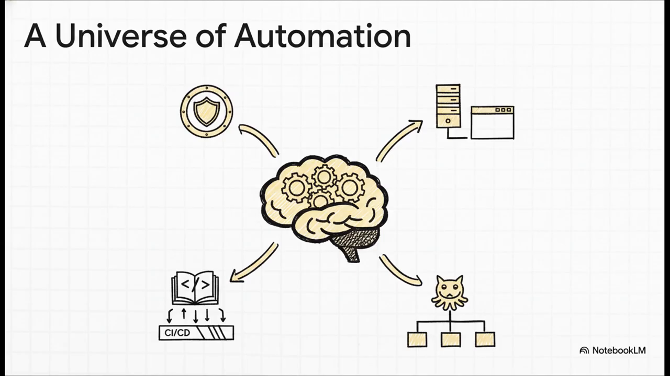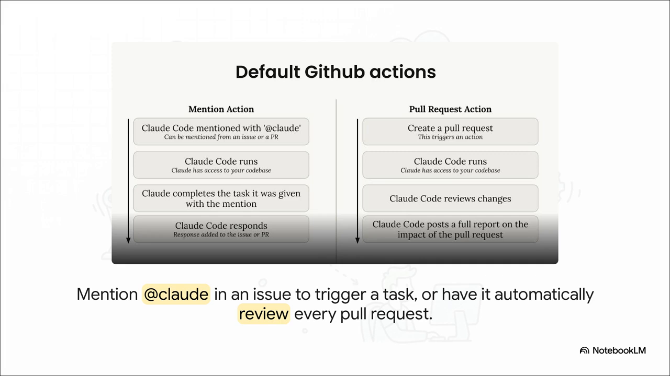And you can wrap it all up with things like GitHub Actions to bring it right into your team's day-to-day workflow. And this is really where it all comes together in a beautiful way. With the GitHub integration, you can literally just add Claude in a pull request or an issue, and it'll get to work. Or you can set it up to automatically review every single PR, giving you an impact analysis before a human even has to look at it. It stops being just a tool and starts being a true automated member of your team.